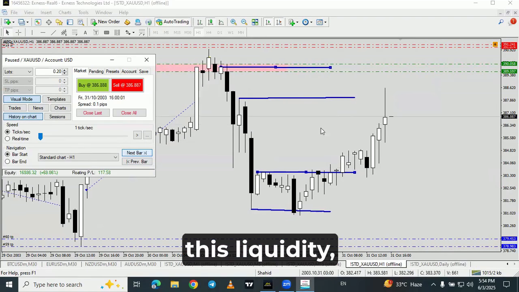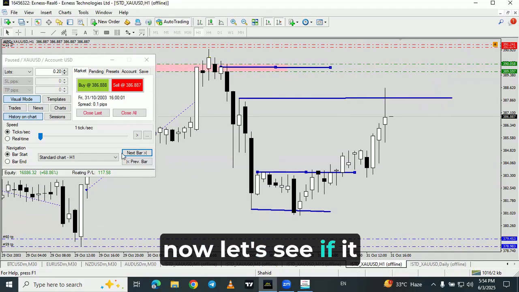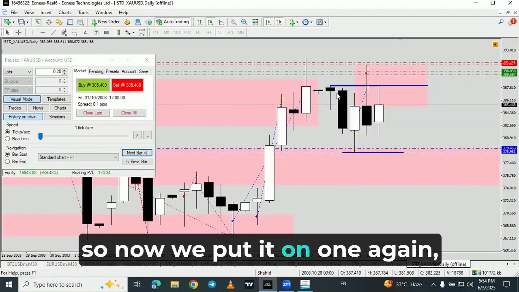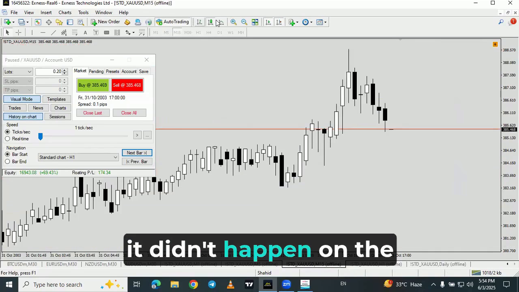Okay, the market picked this liquidity. Now which one is left in the market? This one is left. Okay, now let's see if it sells from here. This pattern is trying to make us sell here. So now we put it on one again and validate the structure shift here. It didn't happen on the 15 minute.